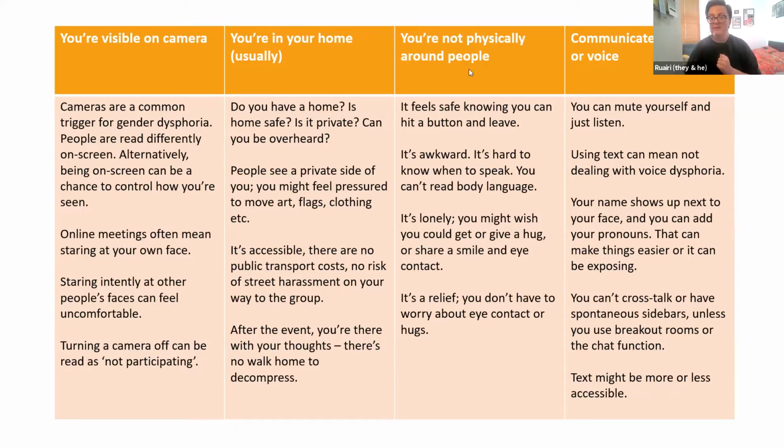And communicating using voice or text. You can mute yourself and just listen. That can be really, really pleasant for a lot of people, really helpful. Using text can mean not dealing with voice dysphoria. So if you have gender dysphoria triggered by the way that your voice sounds, using text can be an alternative for that. Your name shows up next to your face and you can add your pronouns.